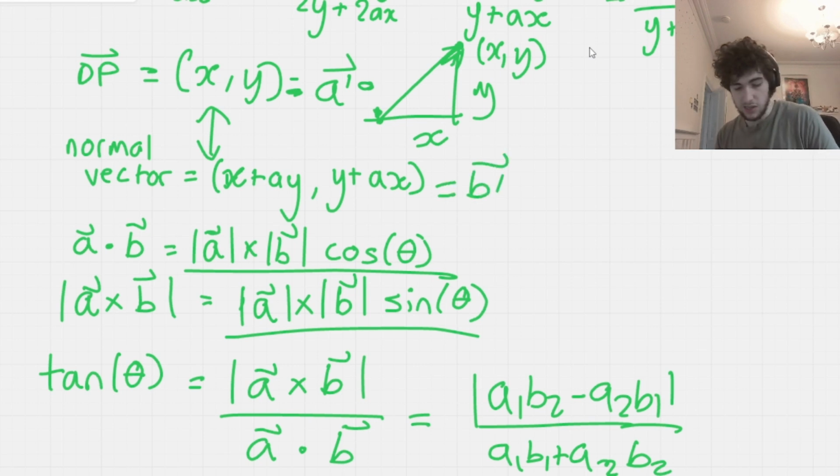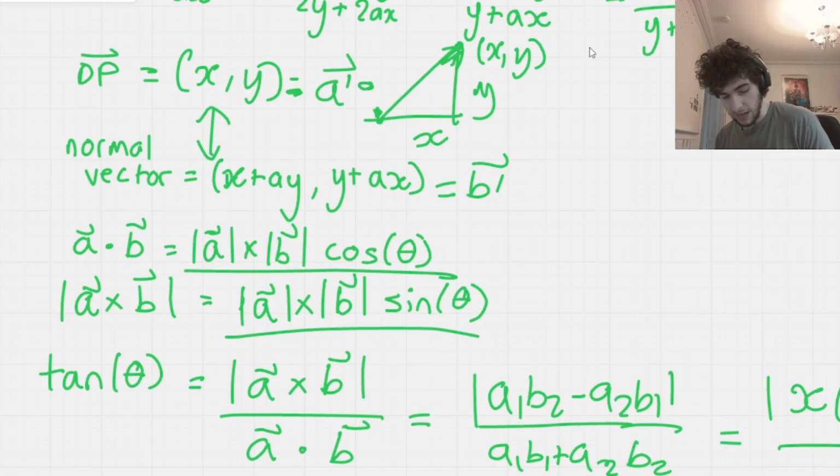And so then when we plug these into our formula, a1 prime b2 prime minus a2 prime b1 prime, we can just basically calculate that. What you're going to get is mod x multiplied by y plus ax, minus y multiplied by x plus ay on the top, and on the bottom we're going to get u dot v, so it's going to be what? a1 b1 and a2 b2.